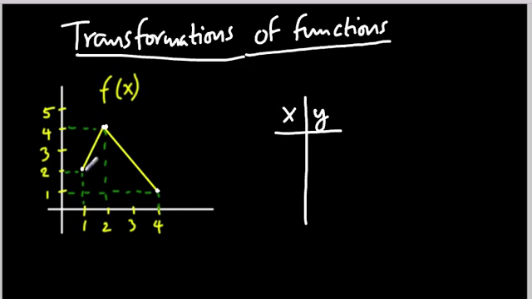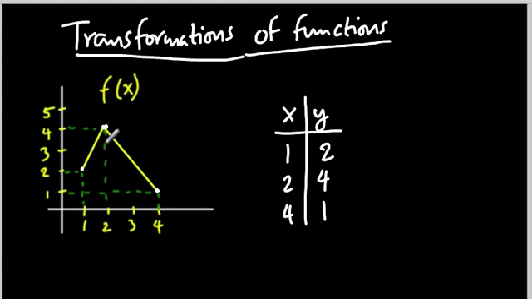So for example, the coordinates here are (1, 2): the x is 1, the y is 2. For this coordinate, it's (2, 4). And for that last coordinate over there, it's (4, 1). And there are no open circles here, which means that all these 3 points are included. So these 3 coordinates are part of this function.